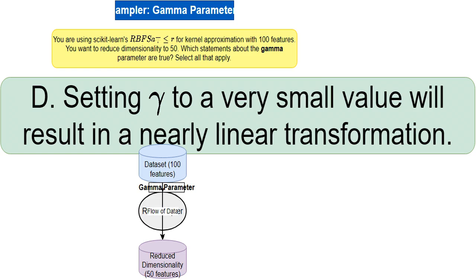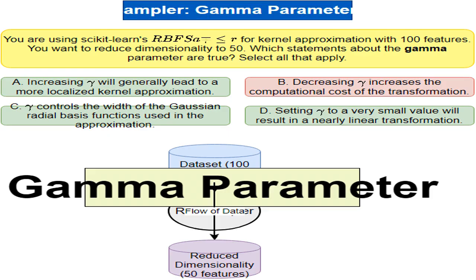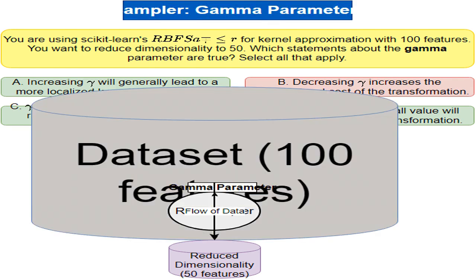This is the specific function I am using from the scikit-learn library to achieve the dimensionality reduction. It uses random Fourier features to approximate a kernel, speeding up computation. I'm taking a 100-dimensional dataset and applying the RBFSampler with a gamma parameter. This transforms the data to have only 50 dimensions while trying to preserve essential information for downstream tasks. This is the key parameter I'm focusing on.